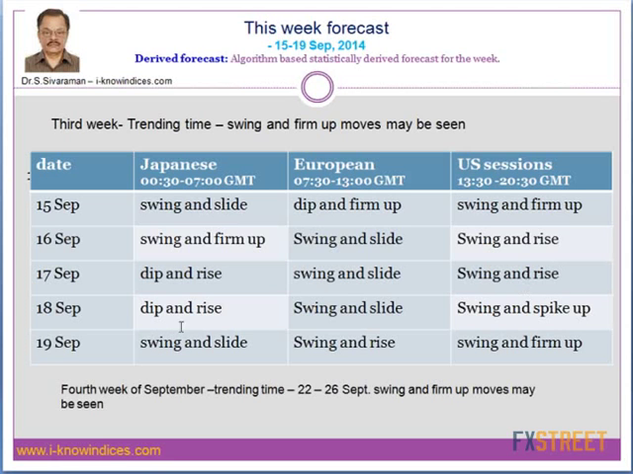Then the next day you come across the Scotland referendum, and the outcome will be revealed. They are expected to make a dip and rise move during the Japanese session, then swing and slide during the European session, as if there is going to be a different scenario in the market, and then subsequently during the US session they are expected to make a swing and an upward spike. The spike might start from the early or mid European session, depending upon the release of the referendum information, and then you'll find that there is no separation.